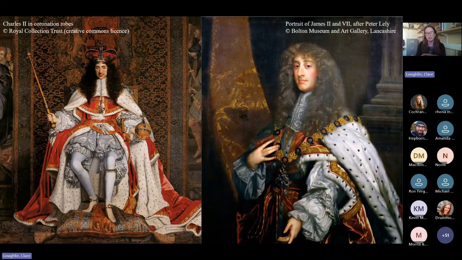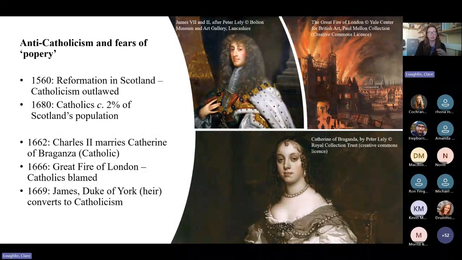Charles dies in 1685 without any legitimate children, so the throne passes to James, his younger brother, as his nearest heir. But many people are very worried about the prospect of James on the throne. One of the binaries that I mentioned earlier was the idea of Catholics versus Protestants. And in many ways, the 17th century is characterised by fears of what's known as popery, this derogatory term for Catholics and Catholicism.